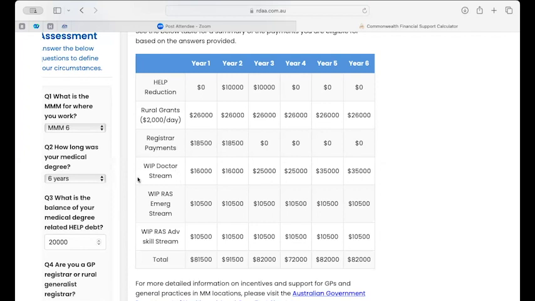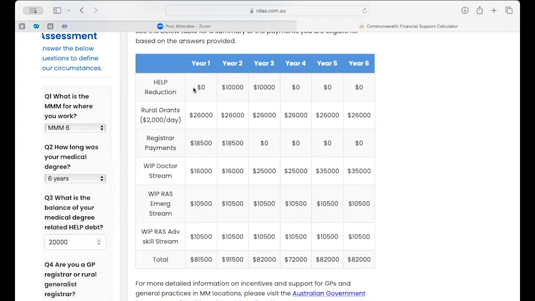Then we've got our WIP doctor stream. And again, this is based on rurality. And as you can see, the longer you're in this community, the more money you'll get. And then we've got the very new Workforce Incentive Program Rural Advanced Skill Payment. And there's 2 streams for this. There's the emergency stream and also your advanced skill. And that's not just the procedural advanced skills, that's all the advanced skills.